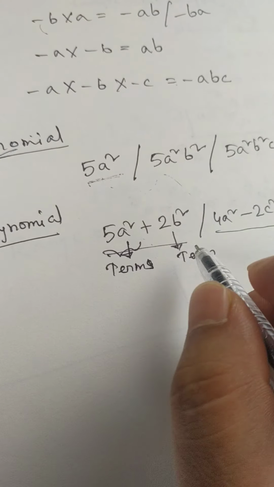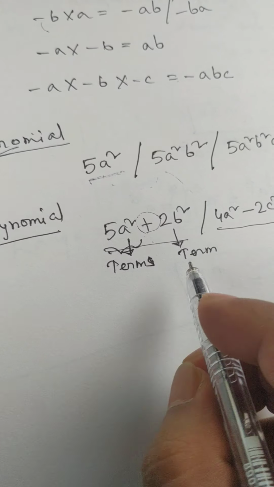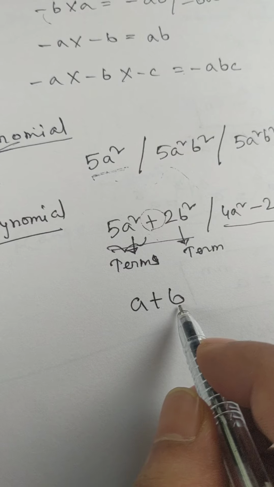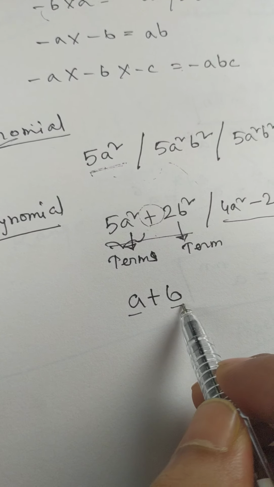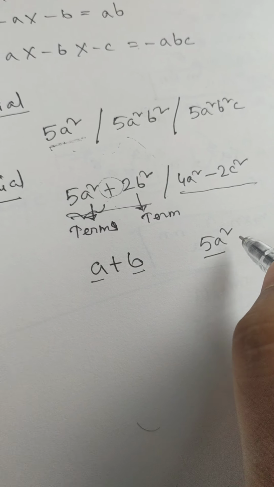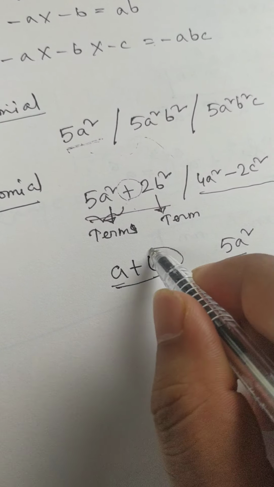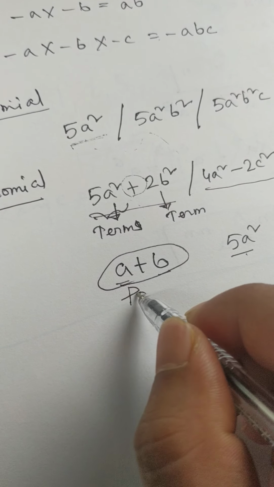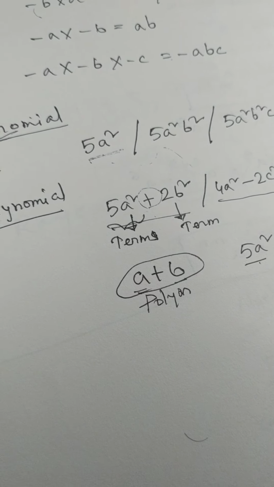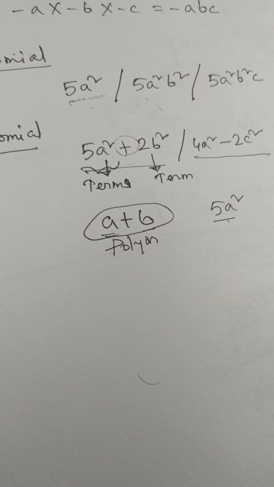So how to separate terms? Every term gets separated by a plus or minus sign. For example, a plus b. This is also a polynomial. Why? Because it has two terms. But 5a square only has one term. There is no plus or minus, so this is a monomial. A plus b as a whole is a polynomial. So in a polynomial, different terms get separated by a plus or minus sign.